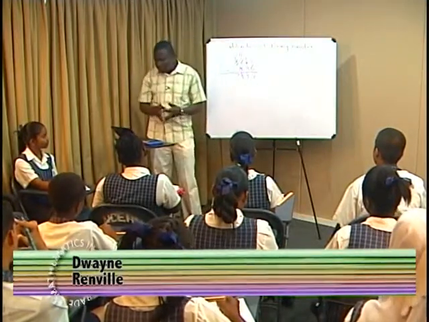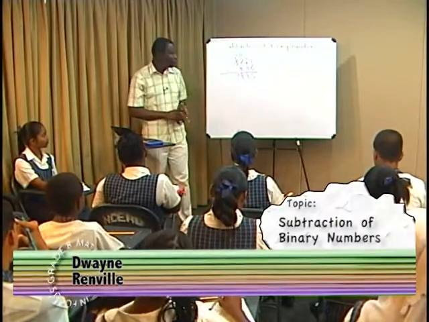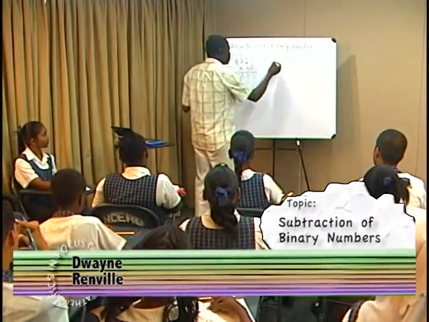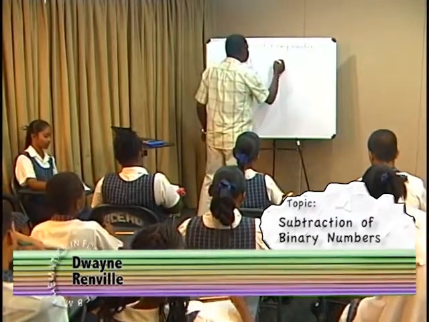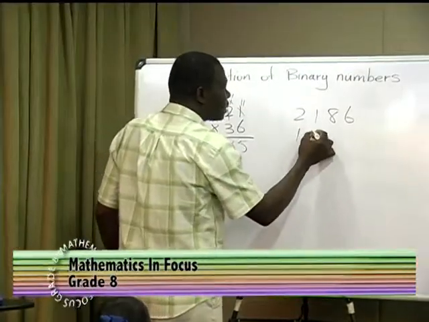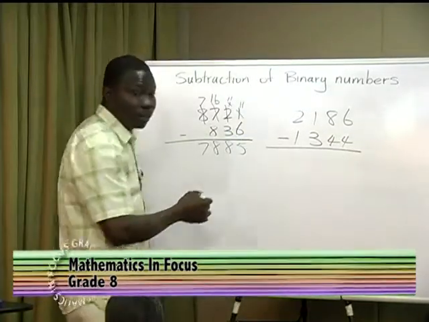Good. And this is how we normally subtract when we're dealing with the base 10 number system. Let us try another example quickly. Let us say you have 2,186 and you want to subtract 1,344, and we're subtracting here.